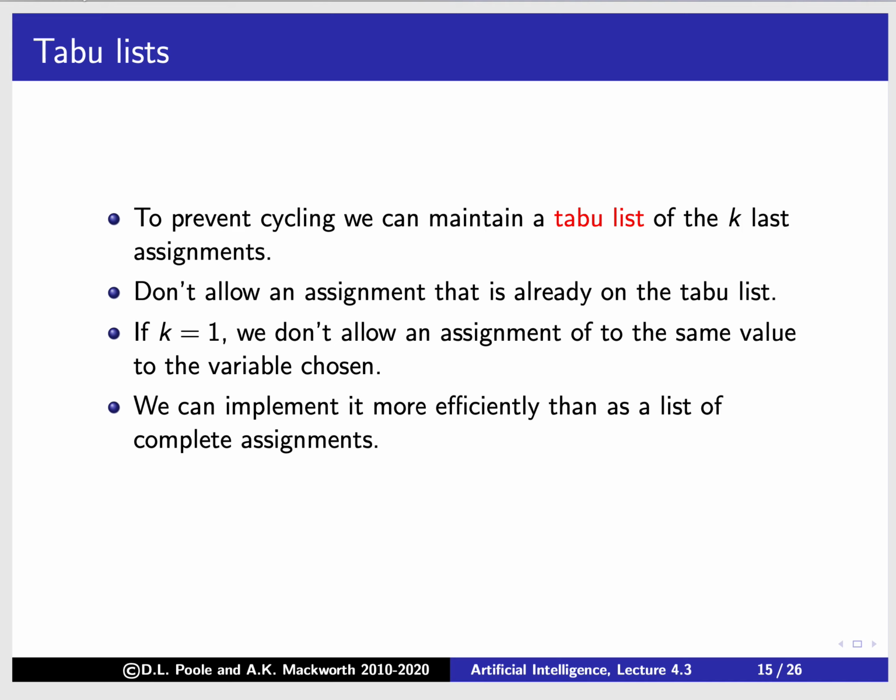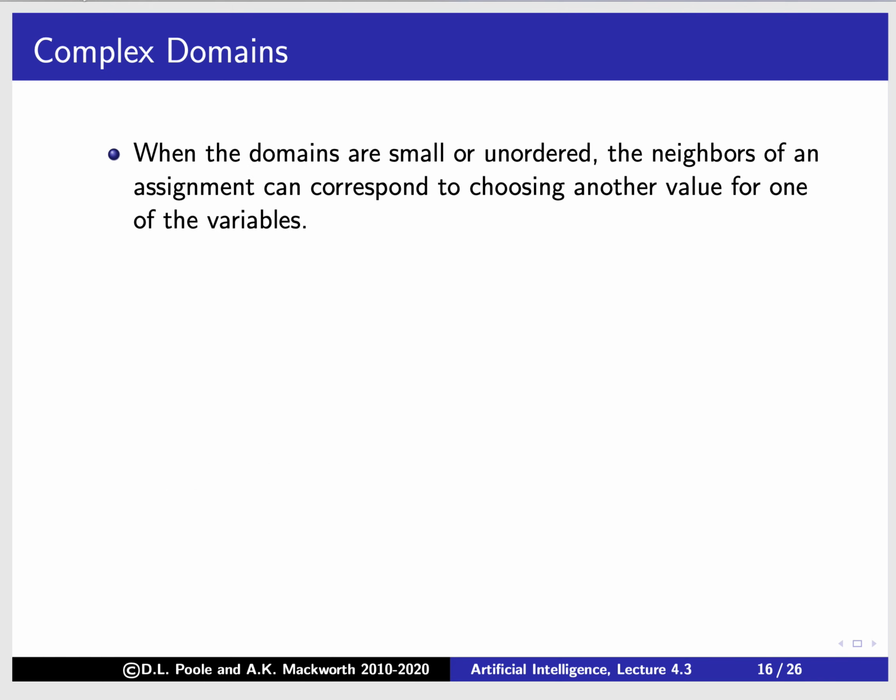And it turns out you can implement it more efficiently in the list of complete assignments, particularly if k is small, because if there are a million variables and we've only allowed k as 10, we only have to check the values of the 10 things that were changed last. And as long as we're changing something different, then it won't be in the taboo list. Okay, and it can be expensive if k is large.